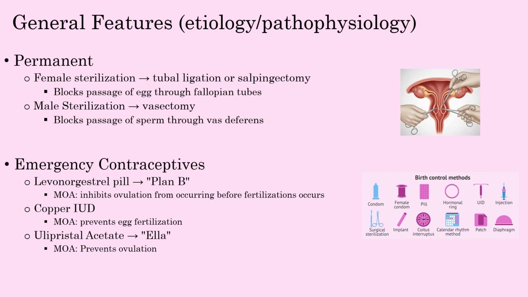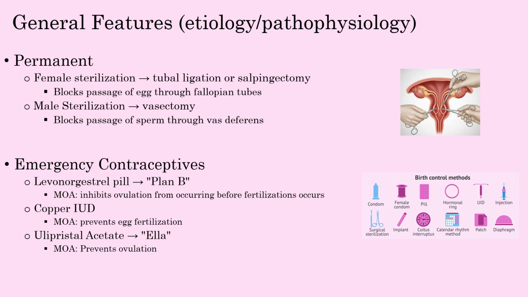Next, we have permanent contraceptive methods, which include female and male sterilization. For female sterilization, this can include tubal ligation, which is when the fallopian tubes are cut, cauterized, or a portion is removed, which hinders the meeting of an egg and a sperm, or salpingectomy, which is complete removal of fallopian tubes. For male sterilization, this includes vasectomy, which is a simple procedure where the vas deferens are cauterized or clamped, which hinders sperm from entering the semen.